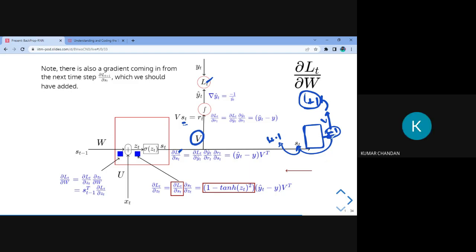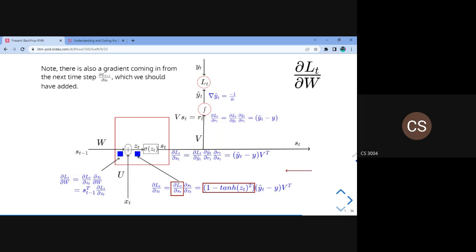So already you have done dL_t by dS_{t+1}. Only two things are left, dS_t by dS_{t-1} and dS_t by dW, just behind the W. Okay, so up to here it is clear, and then the next class we can continue.